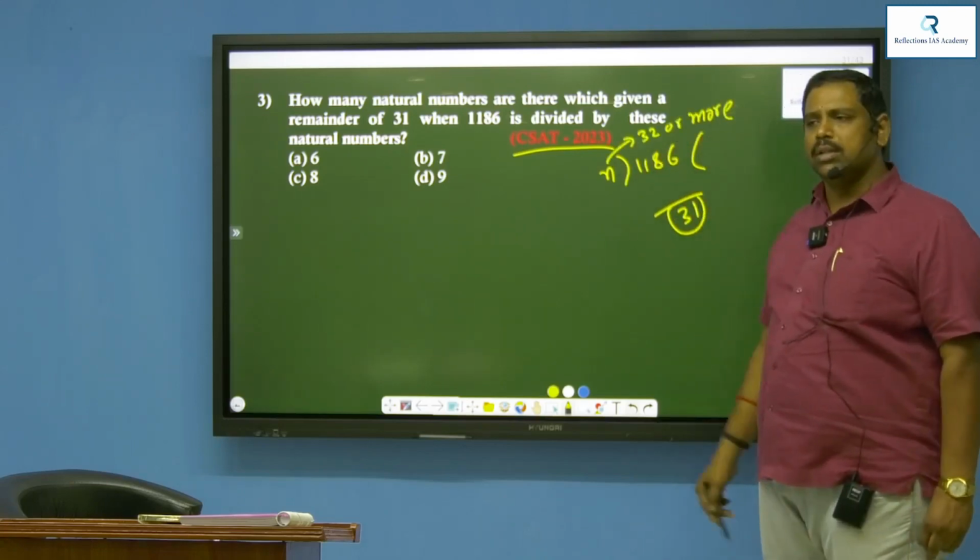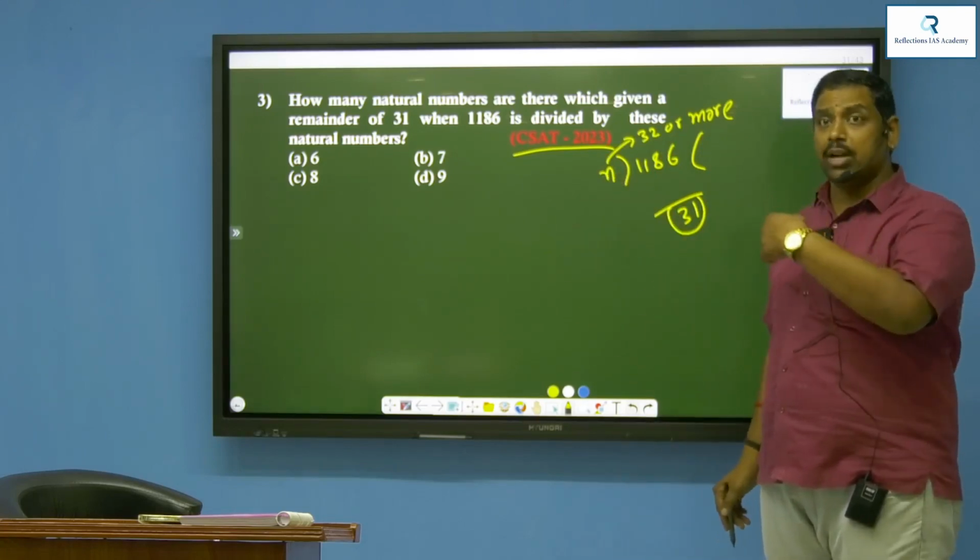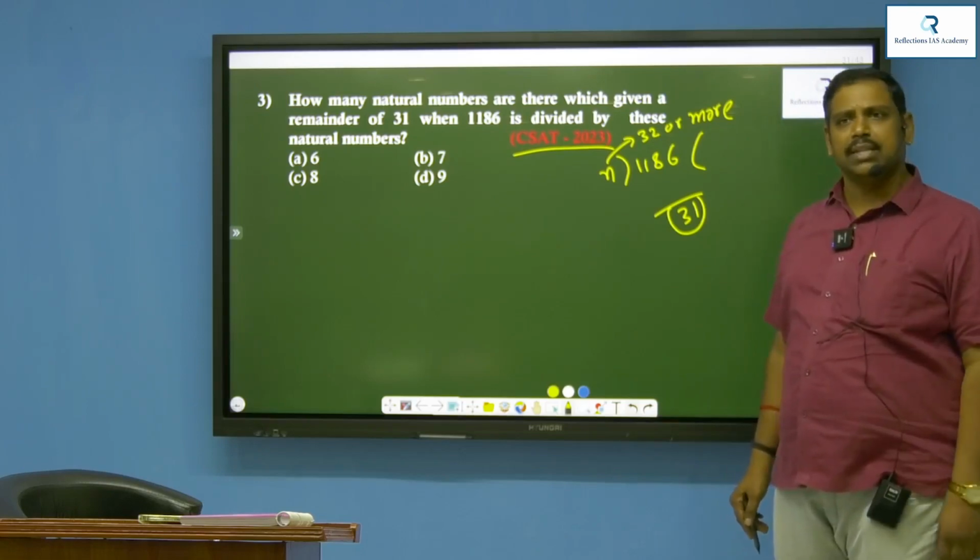Yes or no? Suppose if it is 5, the remainder maximum I will get is 4 only. But I have to get 31. Means it should not be 5. Yes or no? This is point 1.